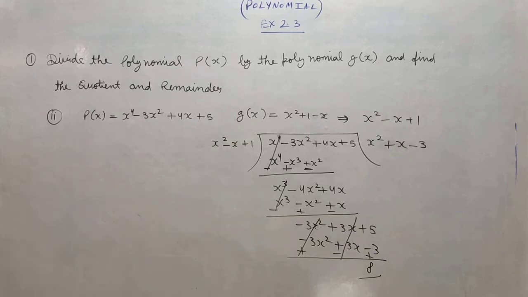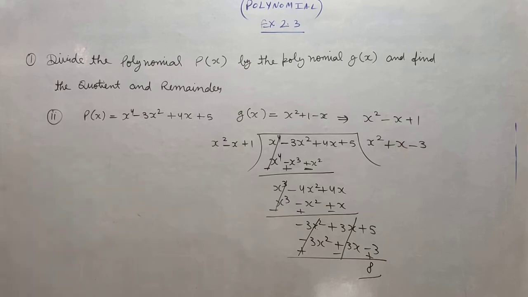So I think these sums are very easy, I hope, because there is a systematic approach. We have to take the leading coefficient, right? The term which is containing the highest degree. So we have to approach step by step.